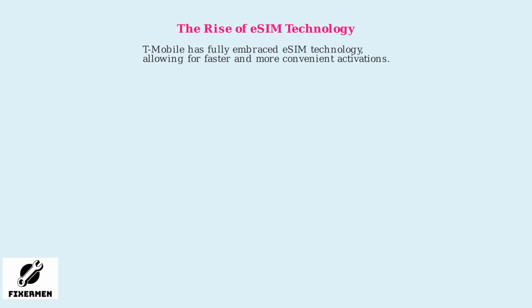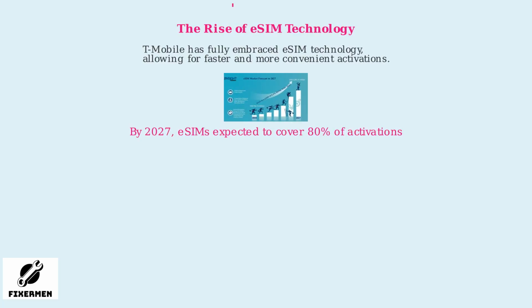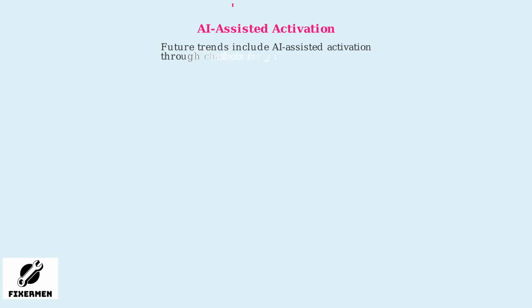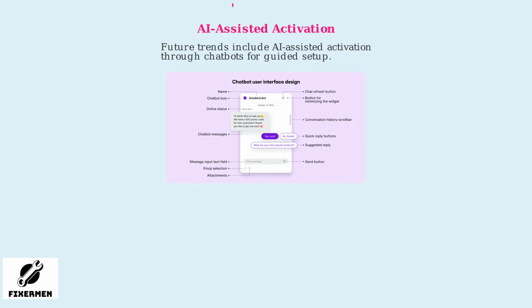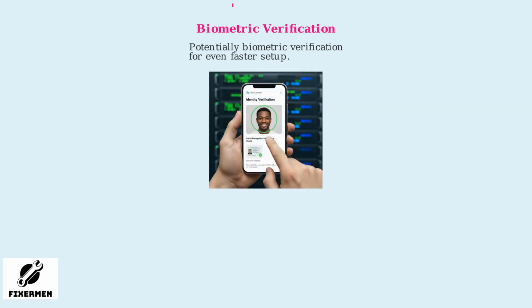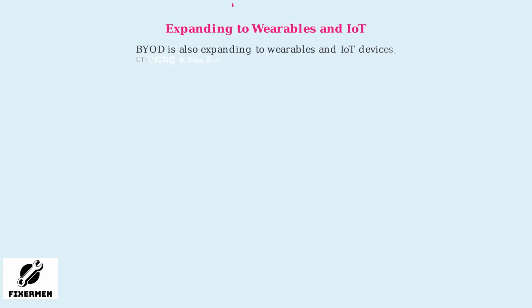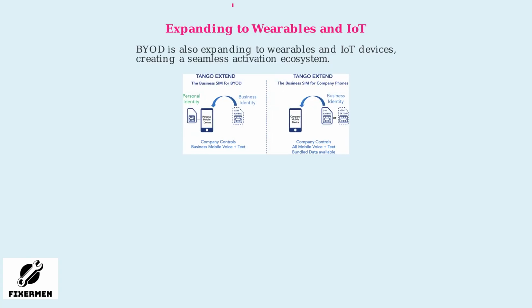T-Mobile has fully embraced eSIM technology, allowing for faster and more convenient activations. By 2027, it's expected that eSIMs will cover 80% of all activations. Future trends include AI-assisted activation through chatbots and potentially biometric verification for even faster setup. BYOD is also expanding to wearables and IoT devices, creating a seamless activation ecosystem.